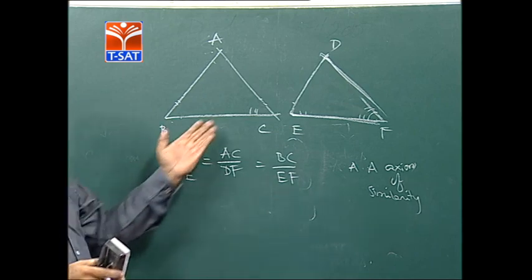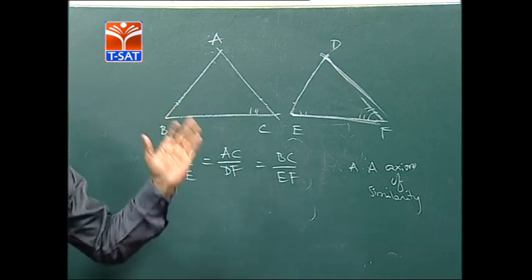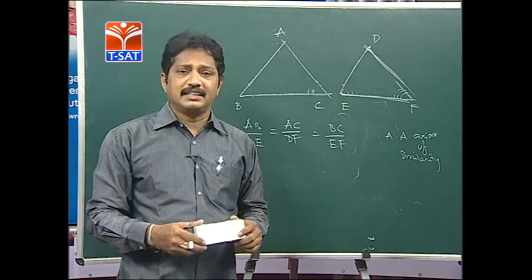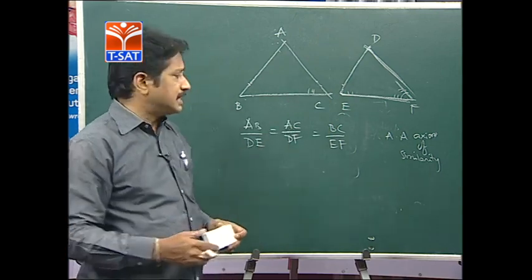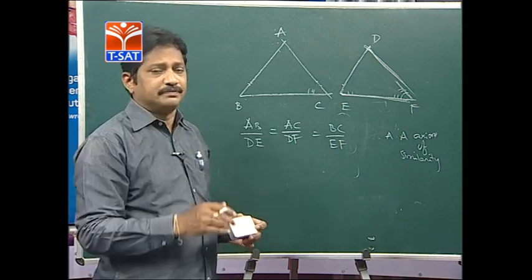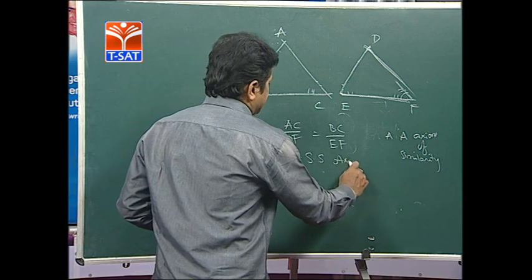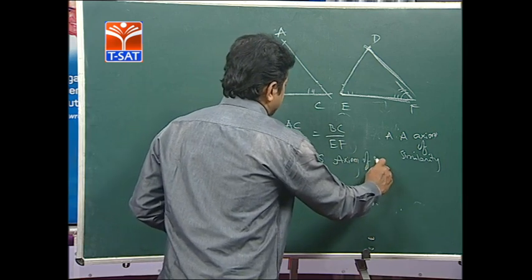Means all the three sides of one triangle are in proportion to the corresponding sides of the other triangle, then simply the two triangles are also similar. So, here it is the side-side-side axiom of similarity. This is called the SSS axiom of similarity.